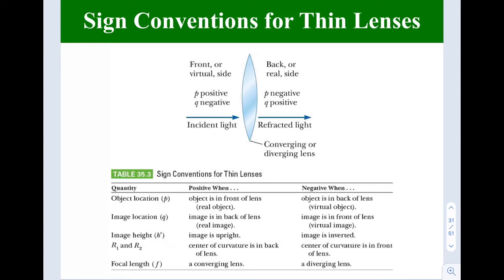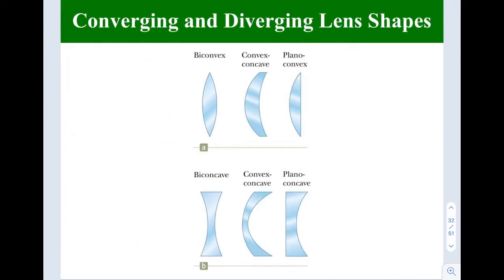For image height H prime, if it is positive, it means the image is upright. If H prime is negative, it means the image is inverted. For R1 and R2, if R is positive, the center of curvature is in back of the lens. If R1 and R2 are negative, the center of curvature is in front of the lens. For focal length, positive means a converging lens. If it is negative, it means a diverging lens.